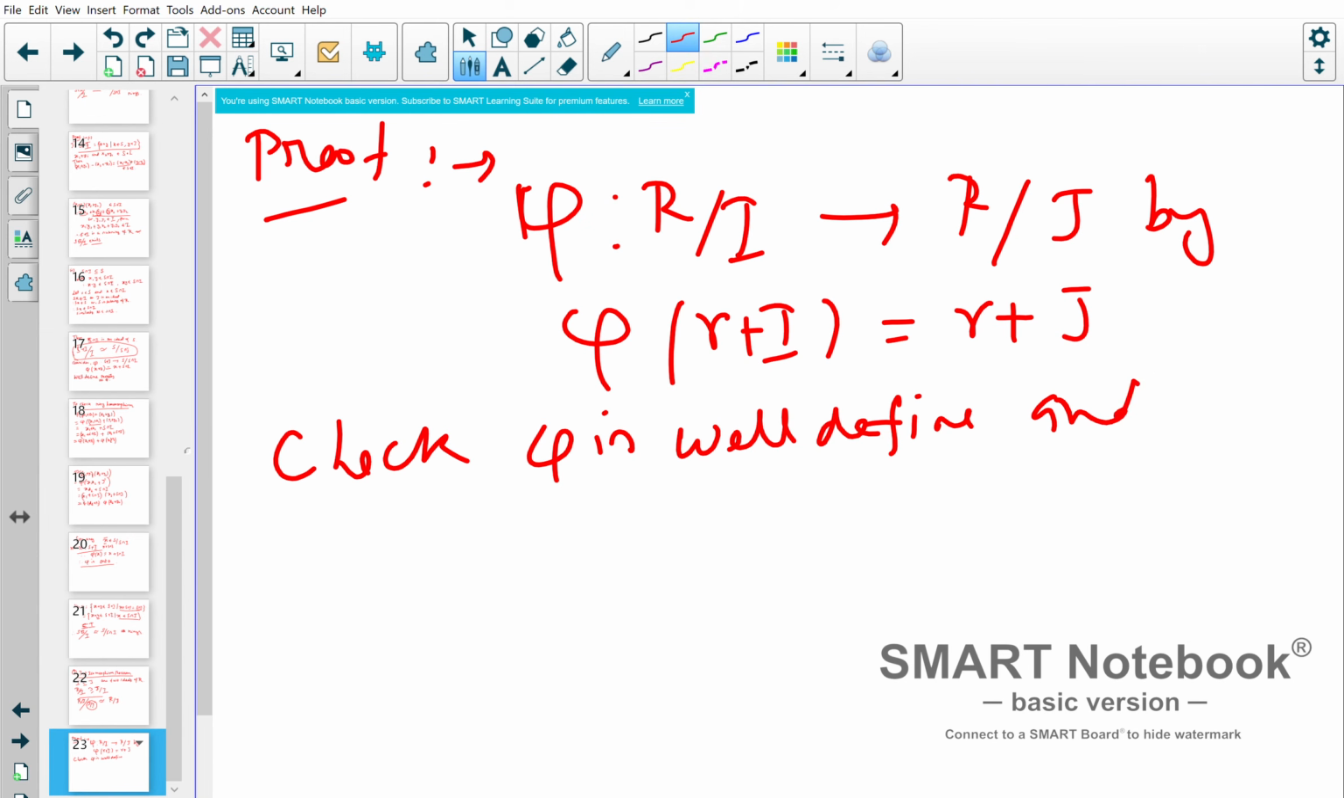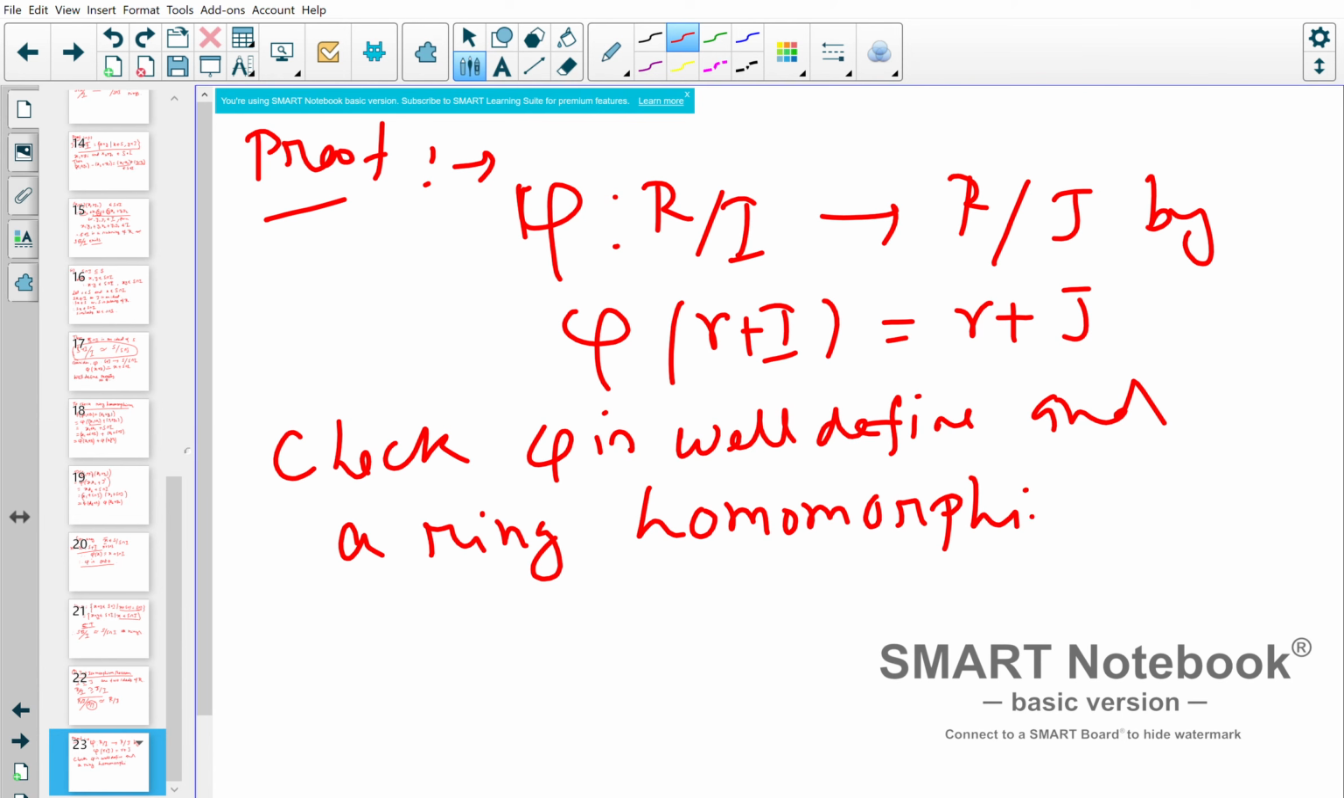and a ring homomorphism, or rather you can say an onto ring homomorphism. I will write down onto ring homomorphism, right? You can say that this is an onto map. This is the same thing the way we proved several times.